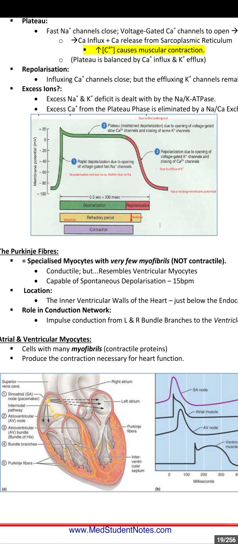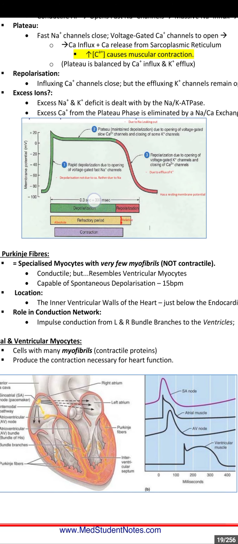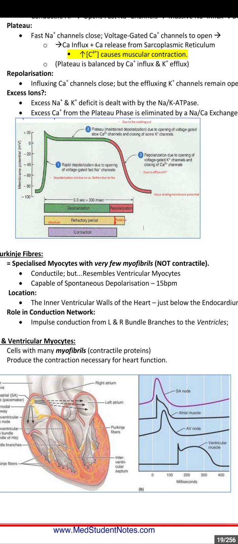The location of these Purkinje fibers is in the interventricular walls of the heart just below the endocardium. Just below the endocardium means the inside of the myocardium. There is a layer, the endocardium, and the Purkinje fibers are below the endocardium. So the location of the Purkinje fibers is just below the endocardium.